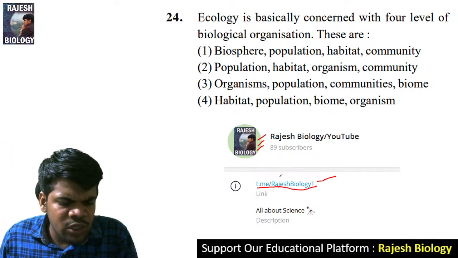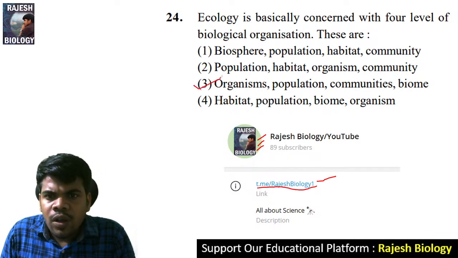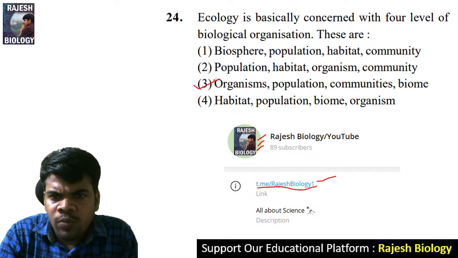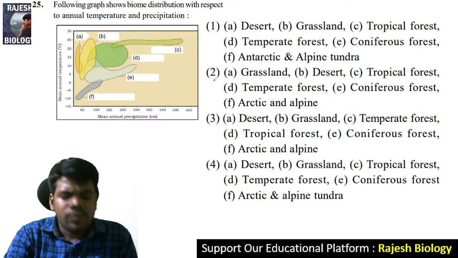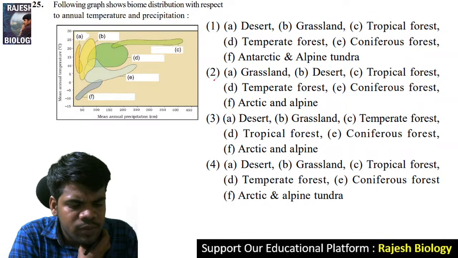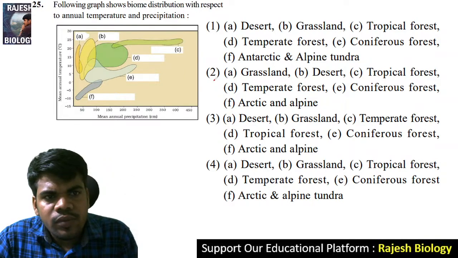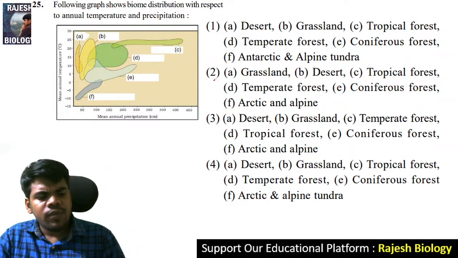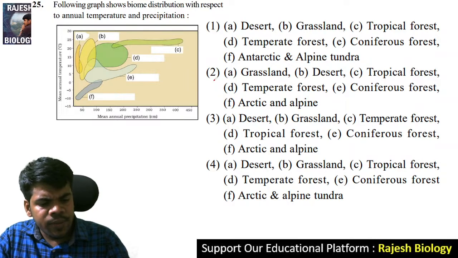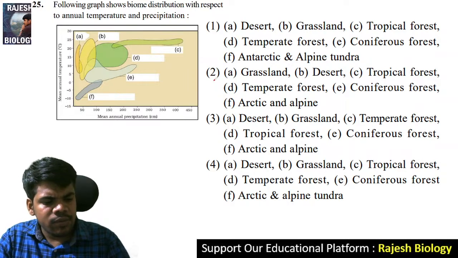The right answer is 3. Chinnu, very good. Organisms, population, community, and biome. No, it is not 4. Rupa Mahesh, welcome. From the beginning, you are there. Now only observing your comments.